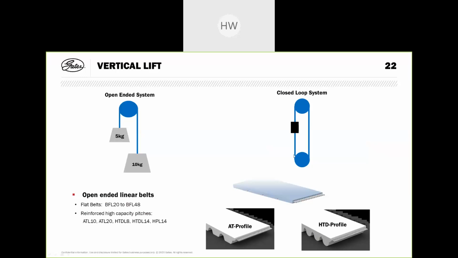Closed-loop system is pretty much similar to a linear actuator, a vertical linear actuator. And the typical belt that we use here is flat belt, especially with open-ended systems. And here we have a very wide range of BFL 20 to BFL 48 for really high tensile strength application. And for some of the closed loop systems, we use reinforced high performance pitches like the ATL or the HDDL or the HPL products.